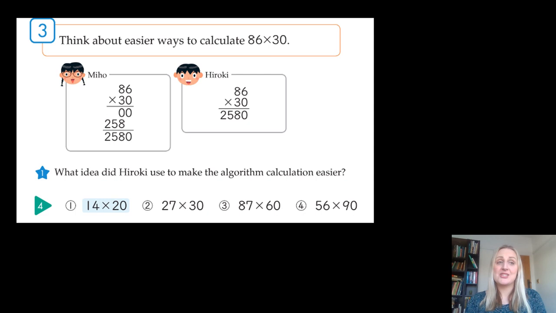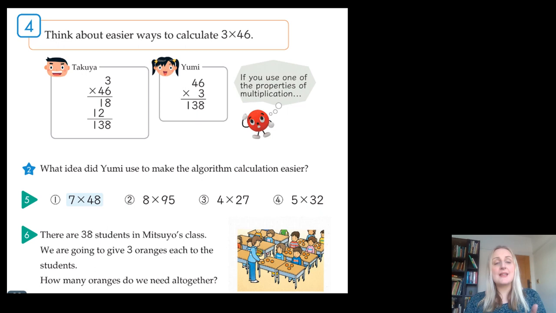And question 4 in the same exercise says, well, look, we've got 3 times 46. And if you look at the way the boy's laid it out, he's ended up with two rows of partial products because he's doing 3 times 6 and he's separately doing 3 times 40 and he's adding them together. Whereas the way the girl's done it, she's put the bigger number at the top and it means that she can just do 6 times 3 and 3 times 4 in one go, one row of working, she's got straight to the answer. And it says we're using a property of multiplication here. So it's asking students to think, what is it that means we can change this order? And then it gives them some examples of questions where they can change the order in order to make the algorithm work better for them.